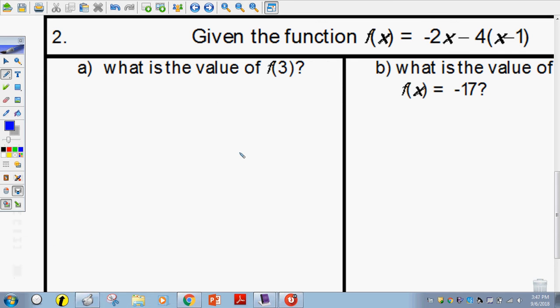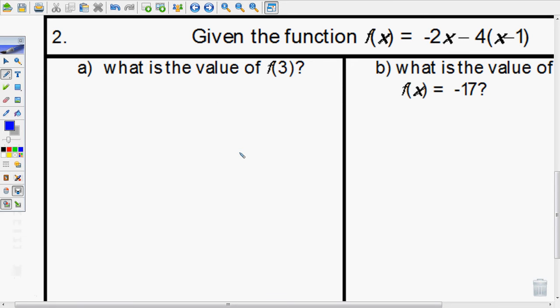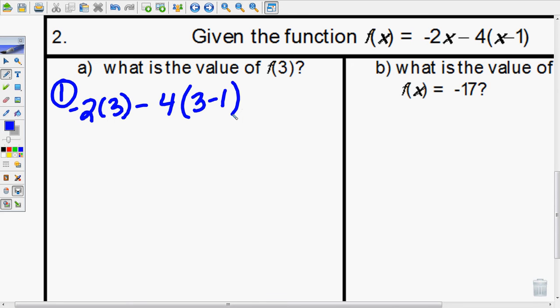So step 1 is to plug in. The first thing you should have done is plug in for x. Wherever x is, what should you have put? 3. So I have -2 times 3 minus 4 times 3 minus 1. How do we do on step 1? You did good. If you did nothing else, you should have done step 1. What's the second step?